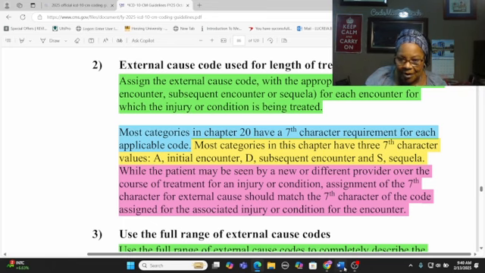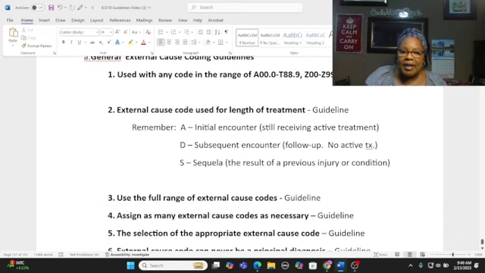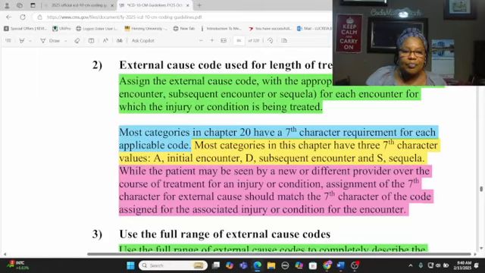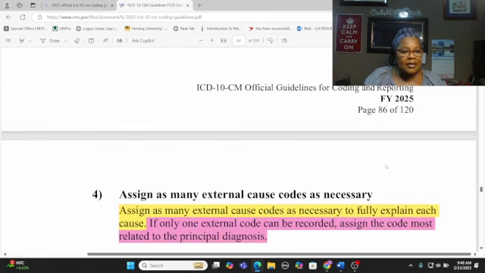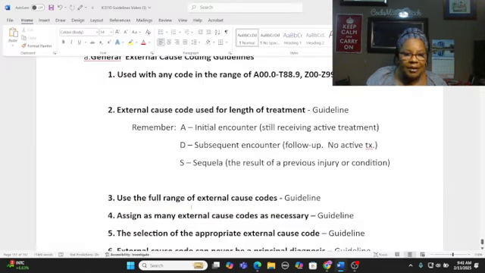All right, let's go back. Let's see number 3. Straight from the guidelines. Use the full range of external cause codes. So let's go to the guidelines for number 3. Use the full range of external cause codes to completely describe the cause, the intent, the place of occurrence, and, if applicable, the activity of the patient at the time of the event, and the patient's status for all injuries and other health conditions due to an external cause. Makes sense, okay? That's 3. Yep, straight from the guidelines.